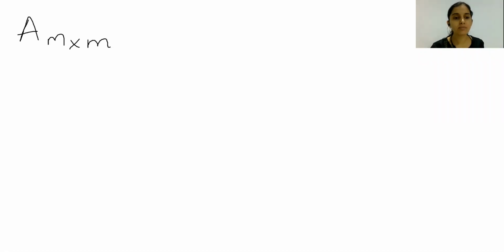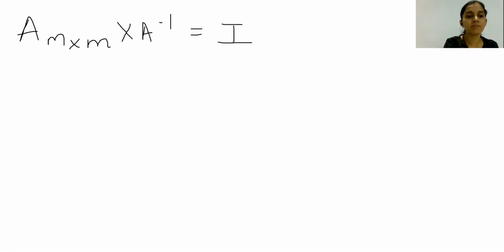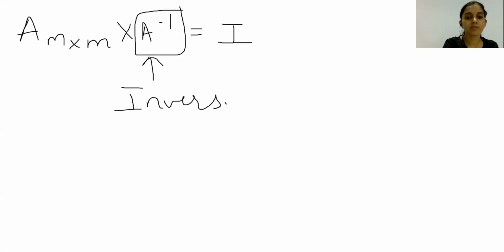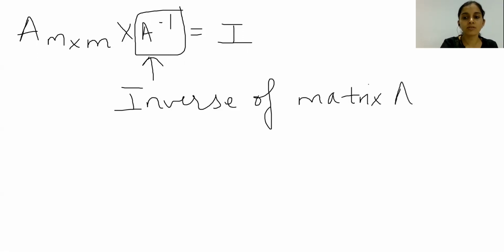Let us say that A is a square matrix of the order m into n, m into m. What does it mean? That the number of rows are equal to the number of columns, and that is why A is a square matrix. Then we say that A multiplied by A inverse is equal to I. This A inverse is called the inverse of matrix A.